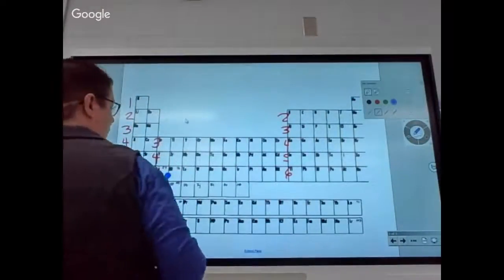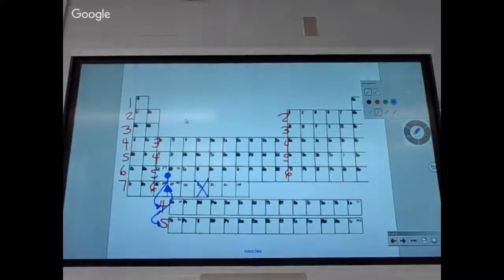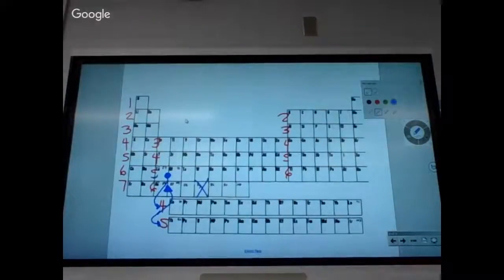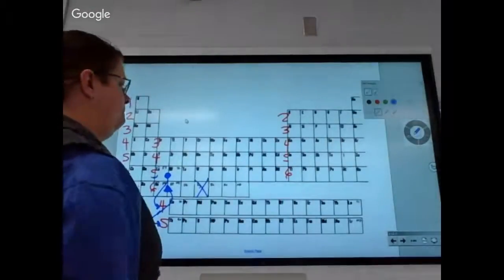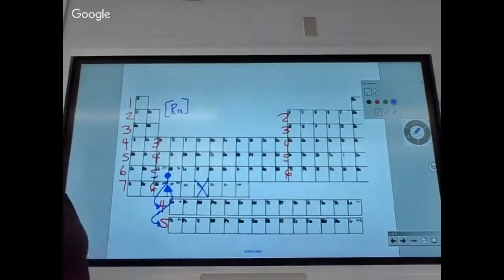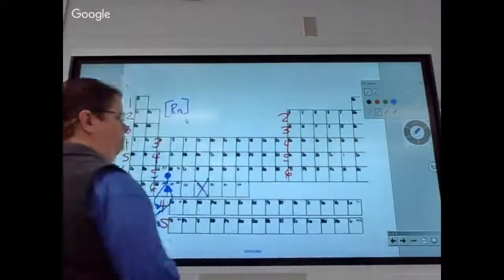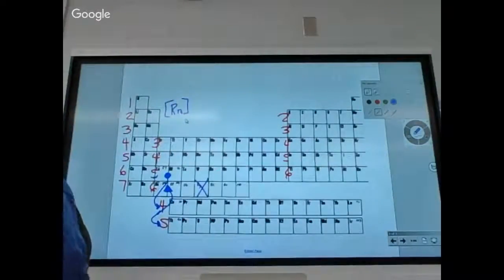All right, let's do Seaborgium. Seaborgium, Sg. That's something no one ever sees. All right, Alex says Rn. Do you agree with him? Okay, so Rn. How would you argue? Because you go all the way to the end and up. Okay, so Rn. What's next?